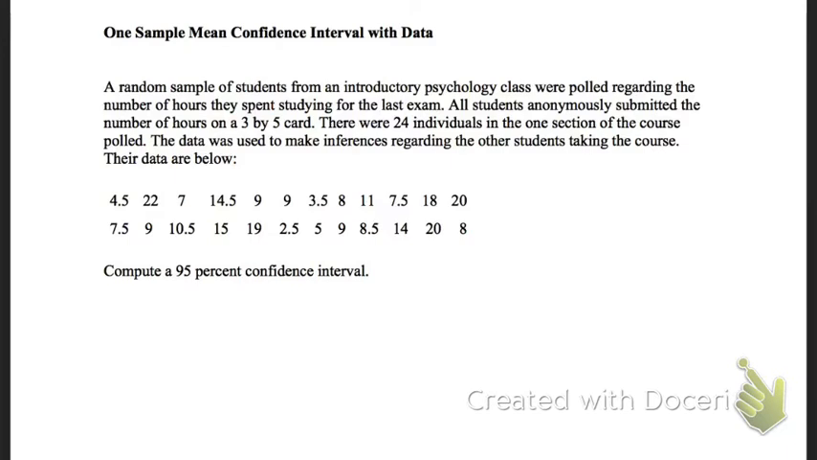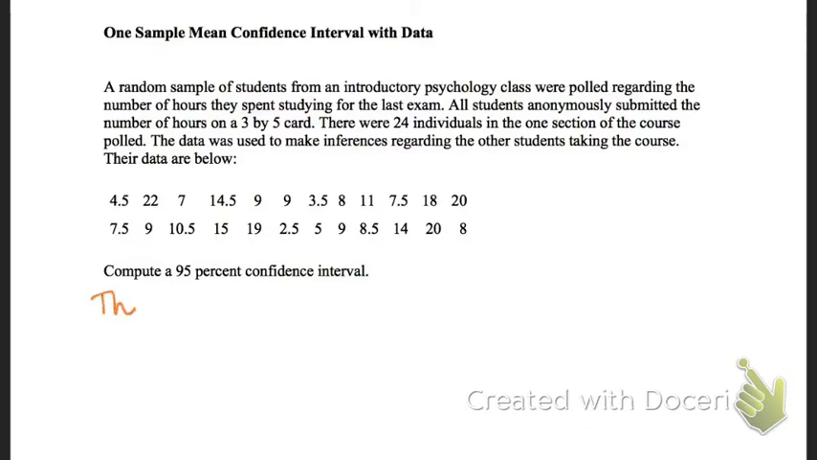You can only use this method when they give you the data. So anytime they give you a list of numbers, that means that you're going to have to put them into a list, and we're going to need to graph it. So the first assumption, I'm just going to write, let's see, there were 24 individuals, a random sample.